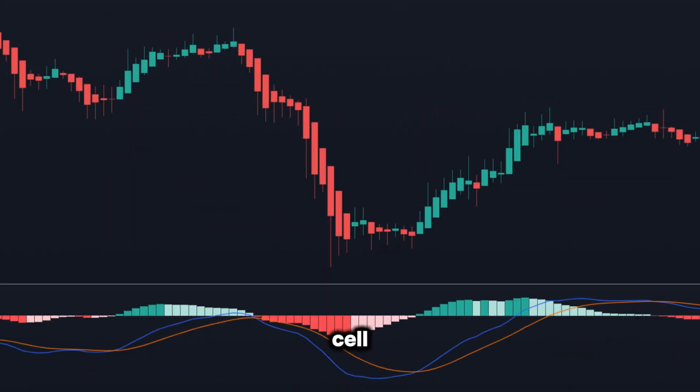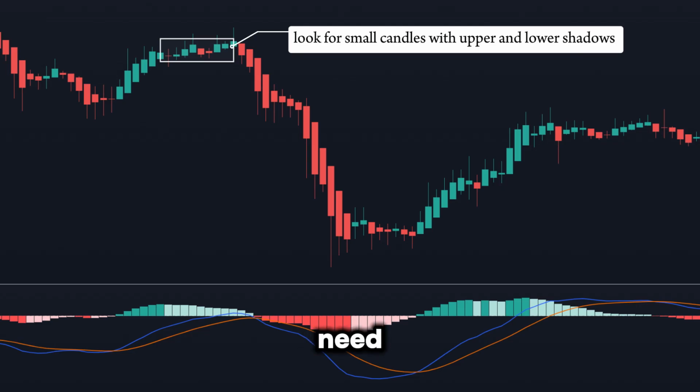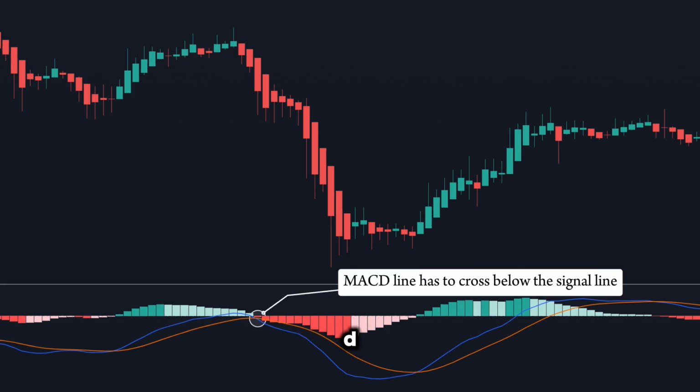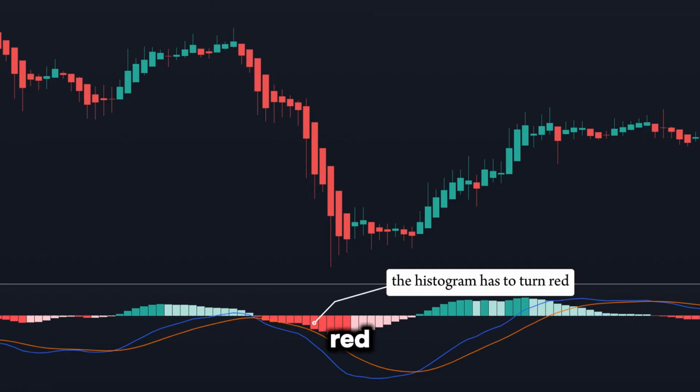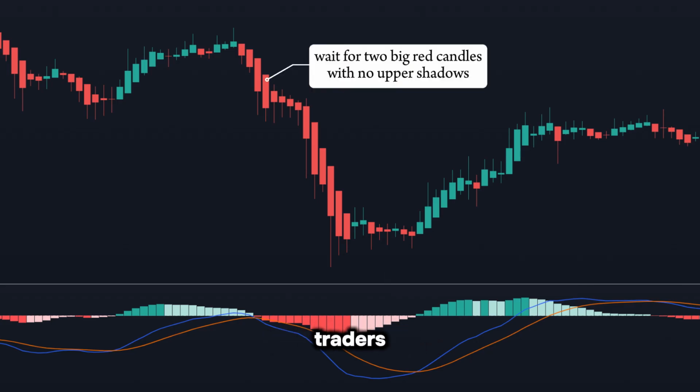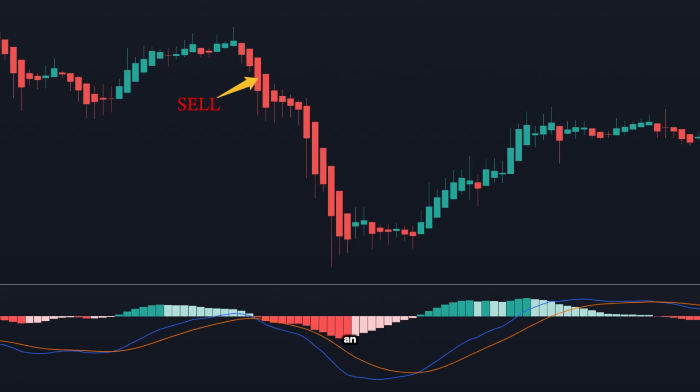Now, let's look at a sell signal. As you can see, there's an upward trend here. To look for a sell signal, traders need to follow some bearish confirmations. First, traders need to look for small candles with upper and lower shadows because, as mentioned before, this can signal a trend reversal or pause. Second, the MACD line has to cross below the signal line, as this is considered a bearish signal. Third, the histogram has to turn red. For the last confirmation, traders need to wait for two big red candles with no upper shadows and then use this signal as an exit point.